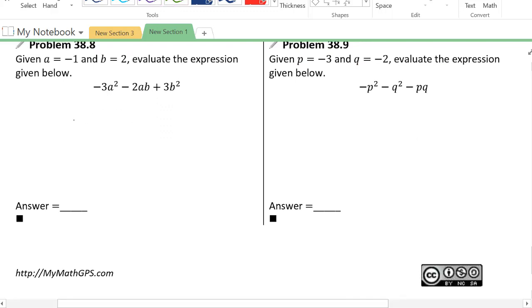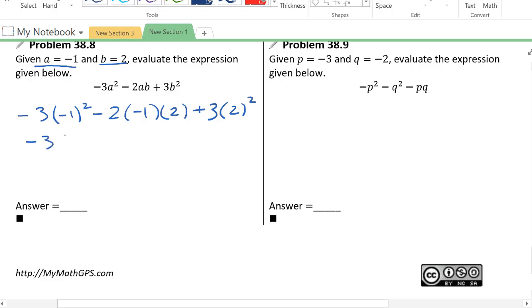Okay, so for this one, same thing. I'm going to have -3 times, and then a is -1, b is 2. So it's going to be 3 times -1 squared minus 2 times -1 times 2 plus 3 times 2 squared. Okay, so I'm only going to do powers first. That's going to give me -3 times a +1, right? That's positive. And then minus 2 times -1 times 2 plus 3 times, and 2 squared is 4.